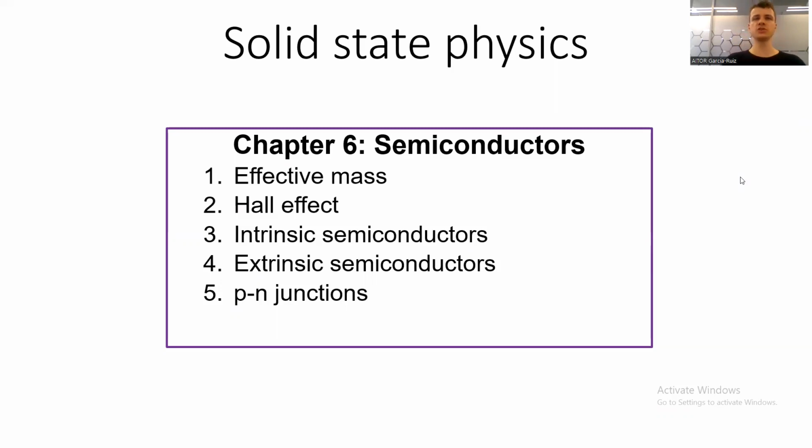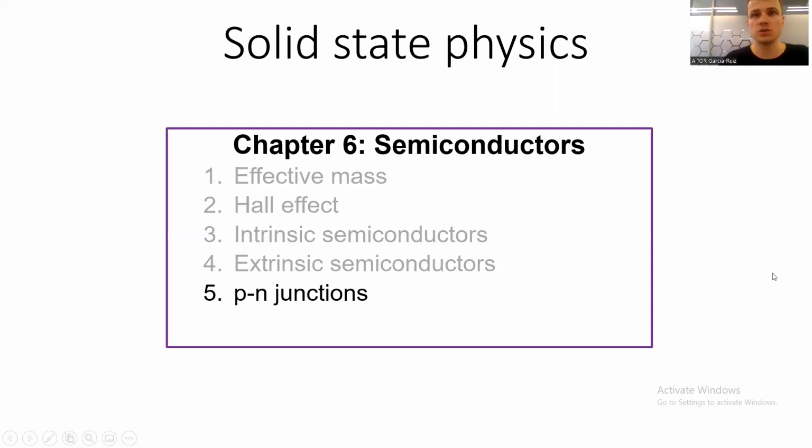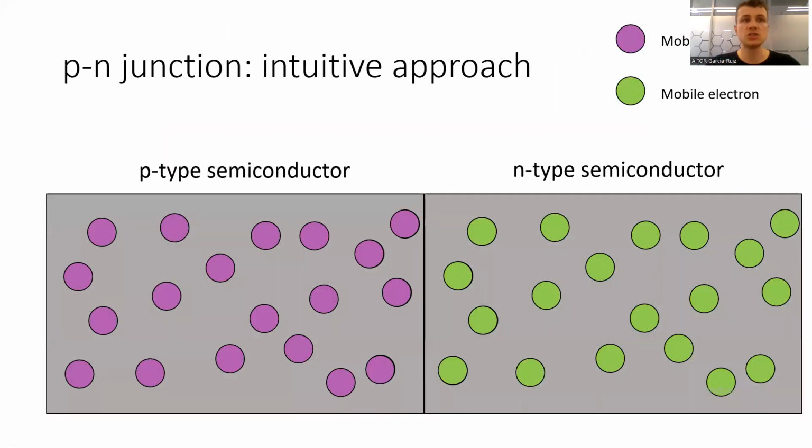Today we will finish our short journey in the world of semiconductors by applying what we have learned during this chapter to understand one of the most important building blocks in modern technology, a p-n junction. So let's first give an intuitive idea of what this video is about. A p-n junction is just the boundary between two types of semiconductors, a p-type semiconductor and an n-type semiconductor.